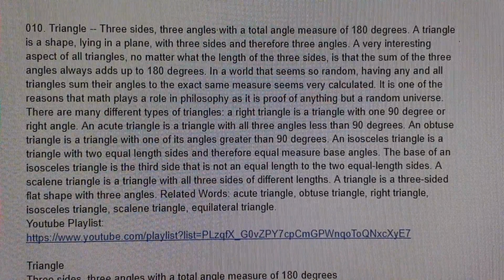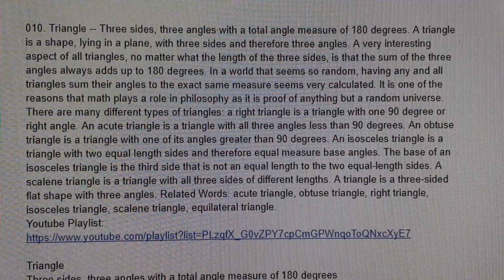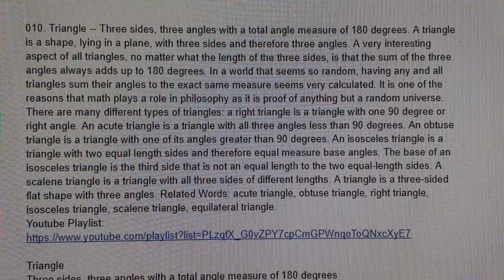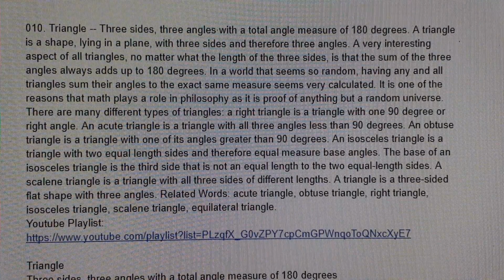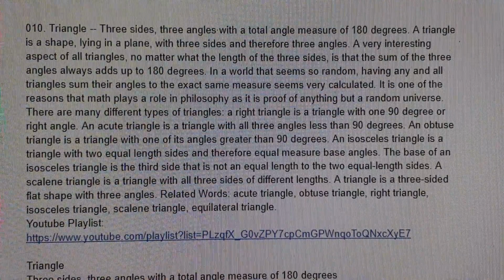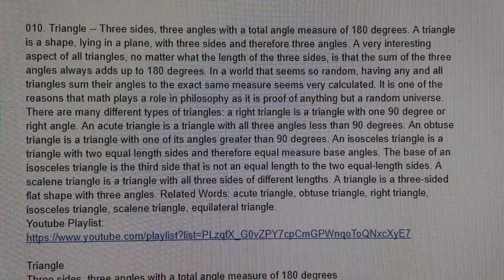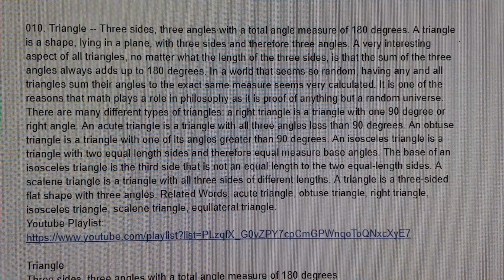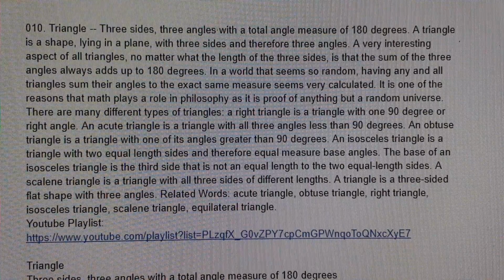Triangle. 3 sides, 3 angles with a total angle measure of 180 degrees. A triangle is a shape lying in a plane with 3 sides and therefore 3 angles. A very interesting aspect of all triangles, no matter what the length of the 3 sides, is that the sum of the 3 angles always adds up to 180 degrees.